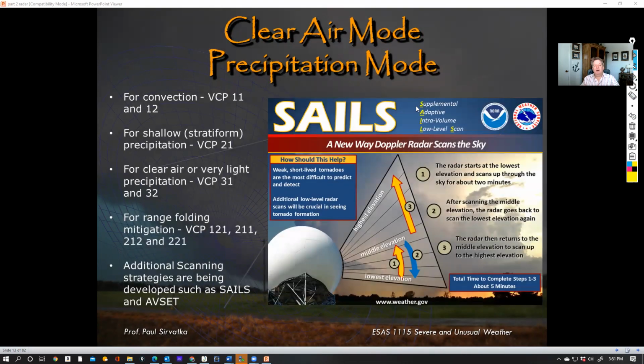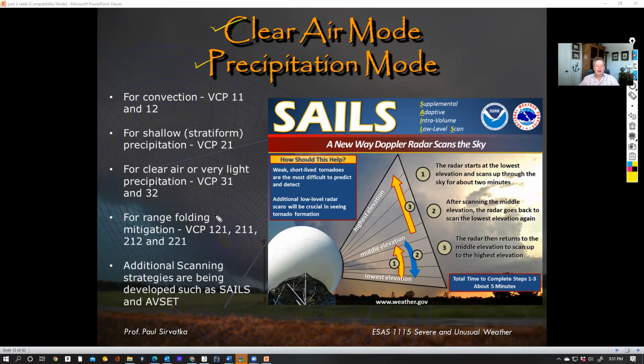Okay, now we've talked about some of the VCPs, and these are all the numbers, and I've given you some in that handout with 11 and 12. Basically what you're looking at is clear air mode and precip mode. That's what you need to focus on. That's what you need to know. And it tells you when I would maybe use this.